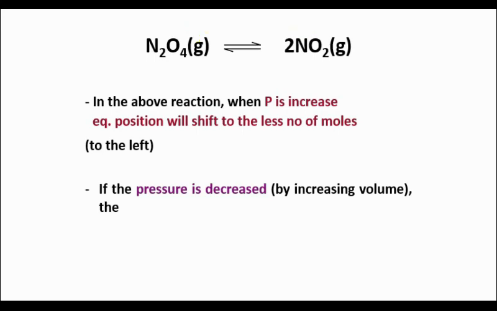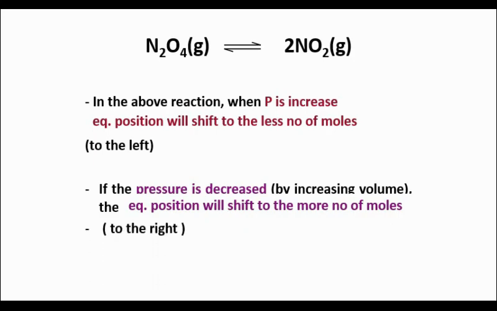If we decrease the pressure, or increase the volume, the equilibrium position will shift to the side with more moles of gas, which is in this case to the right.